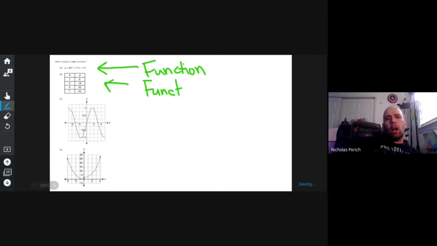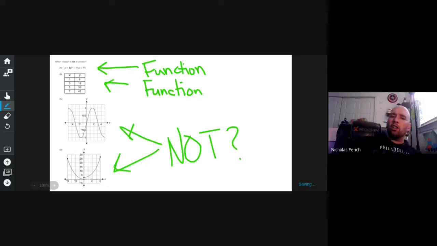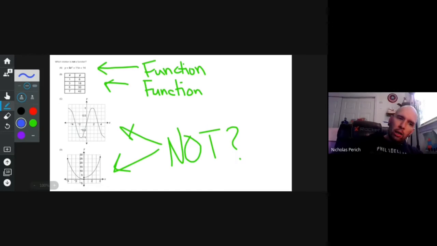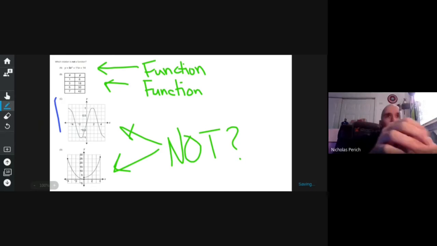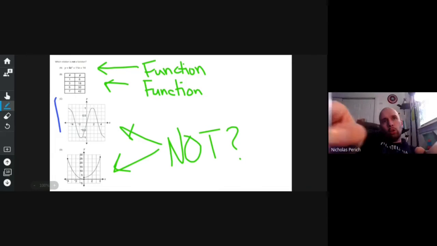Now, our job is to find the one that is not the function, which means one of those two is not the function. And if you don't remember how to do that, use a vertical line, or take your pencil and go to your screen and go, doot, doot, doot, and see if any fails. The ones that fail are going to be our answer. So find the one that goes crazy.